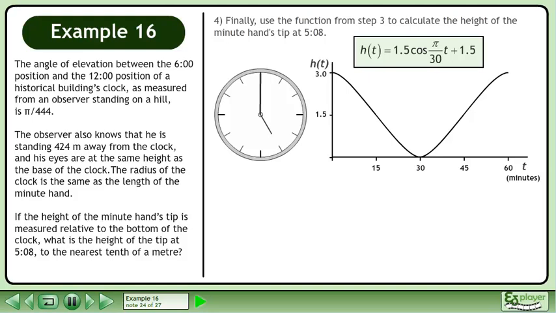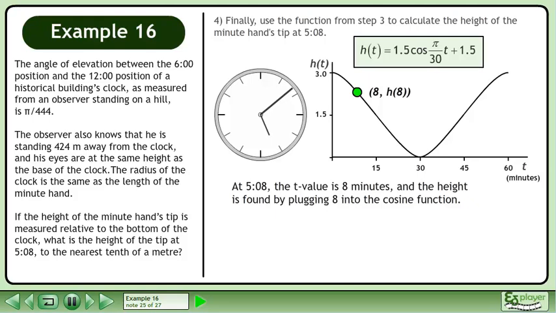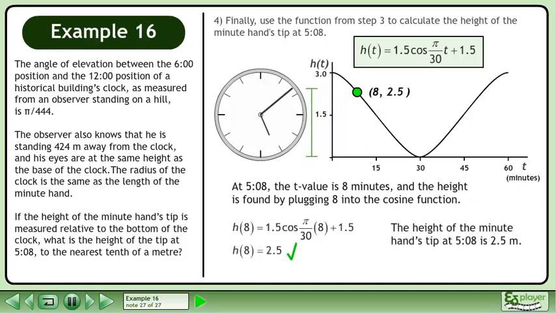Finally, use the function from step 3 to calculate the height of the minute hand's tip at 5:08. At 5:08, the t value is 8 minutes and the height is found by plugging 8 into the cosine function. Plug in 8 minutes for the time. The height of the minute hand's tip at 5:08 is 2.5 meters.